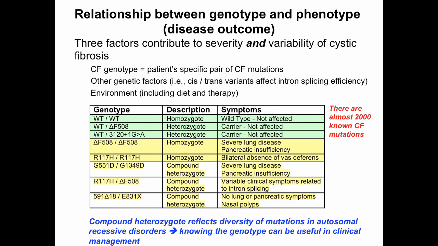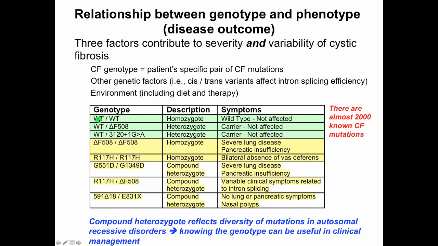If you look at the relationship between genotype and phenotype with respect to disease outcome, three factors might contribute to severity and variability of a disease like cystic fibrosis. First would be the patient's genotype, in other words, the patient's specific pair of cystic fibrosis mutations. There may be other genetic factors, like whether there are cis or trans variants that might affect intron splicing, and of course there may be environmental factors that might include diet and or therapy. And as we said, there are almost 2,000 known mutations for cystic fibrosis.